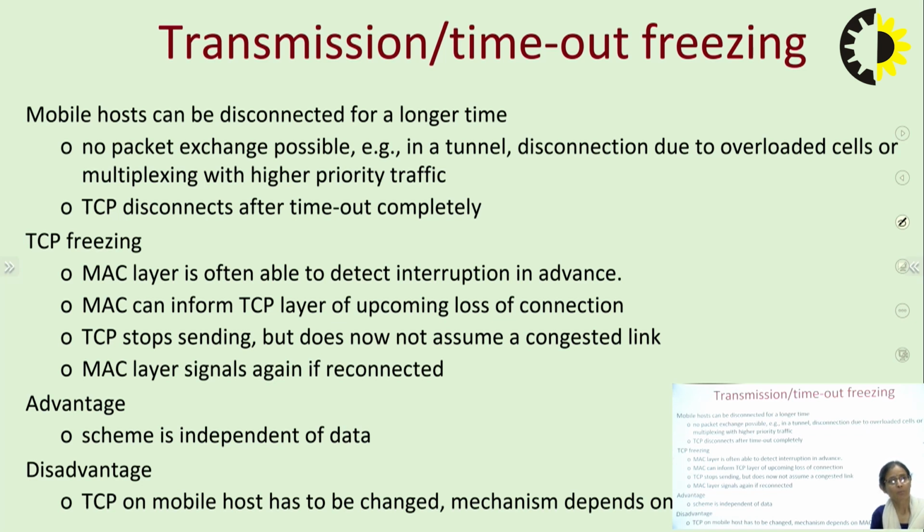What it says: the MAC layer is often able to detect the interruption in advance. MAC can inform the TCP layer of an upcoming loss of connection, and after this information, TCP stops sending but does not assume a congested link. And as soon as the reconnection happens, the MAC layer again sends an information signal to the TCP layer, and TCP can start sending data at the same window size.